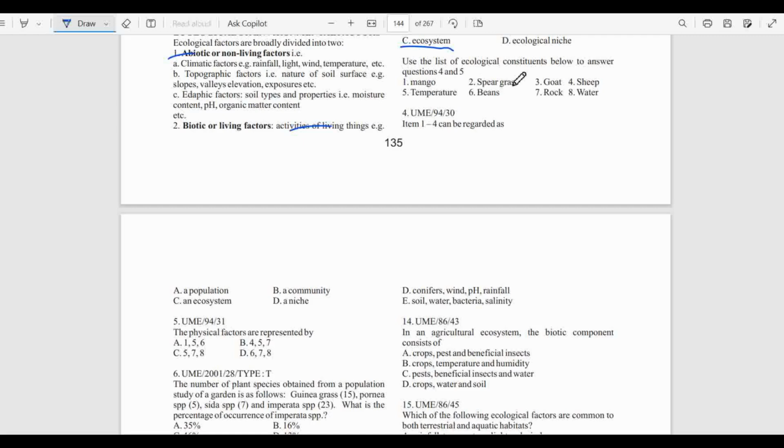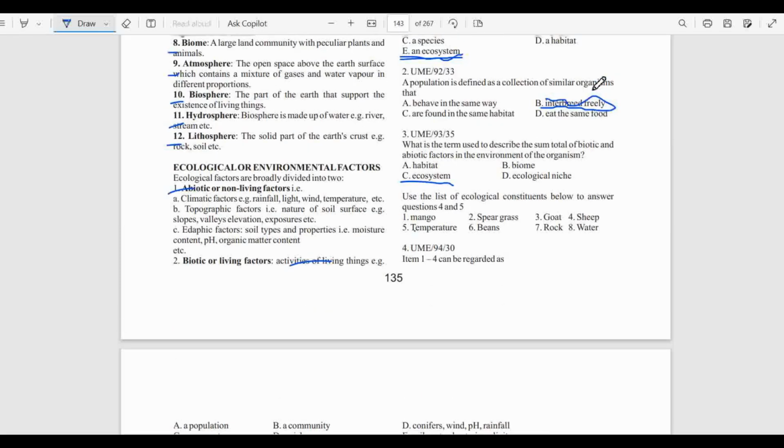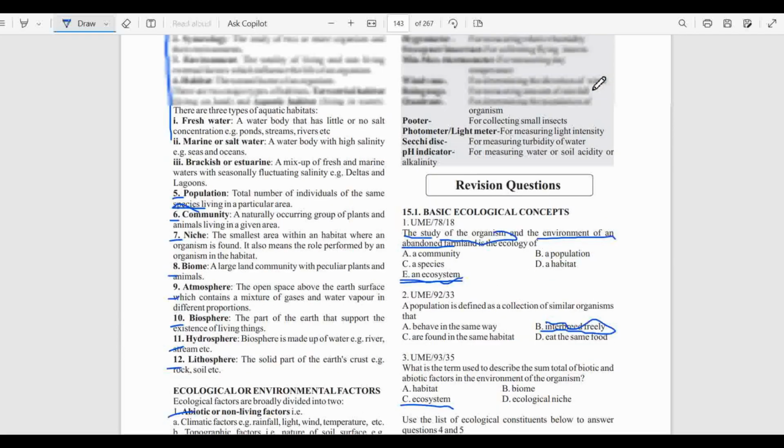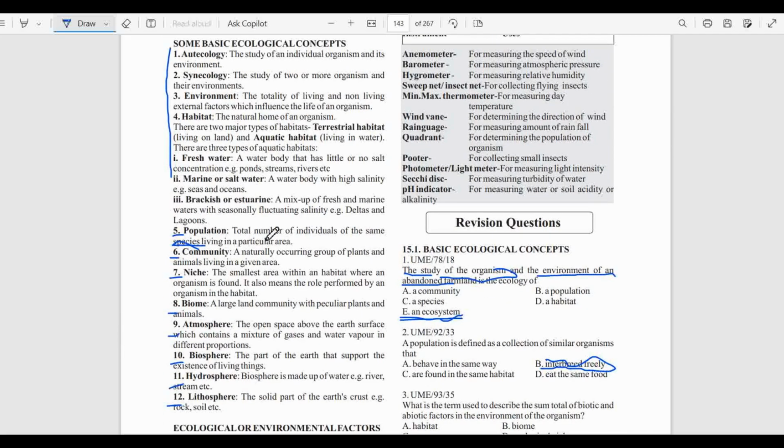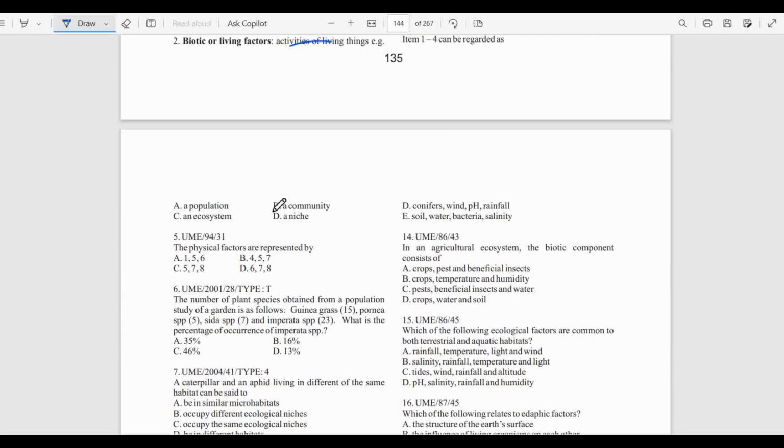They are different species, right? They are not the same species, and they are all living things. So what else do they have in common? This is plant, this is animal. That will be the definition of a community. Now go back again to see the definition of a community here. A community is a naturally occurring group of plants and animals living in a given area. So the right answer to this will be a community.